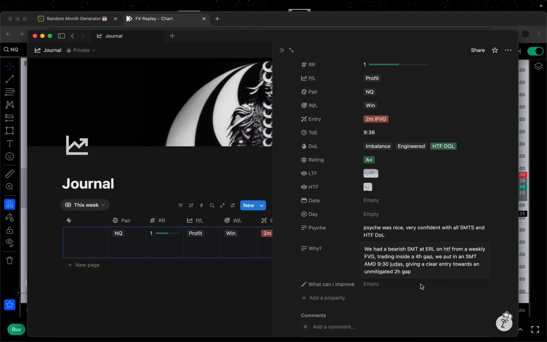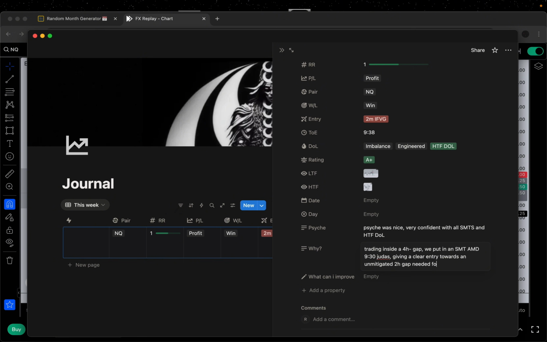Okay, because I want to make sure I'm doing this right. We had a bearish SMT at ERL on a high time frame value gap. I'll go and delete this. Trading inside of a 4-hour gap, we put in an SMT at 930 Judas, giving a clear entry towards an unmitigated 2-hour gap needed for longs. My SL is safe because of swept liquidity, hit high time frame imbalance, and SMT.